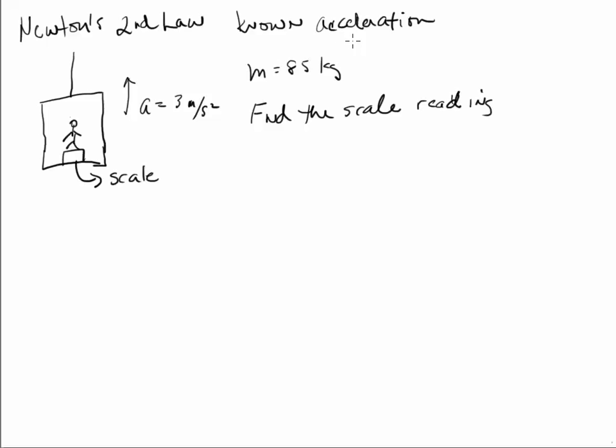Try your hand at either answering the question or doing the calculation before you actually see the answer. All right, we're given that the elevator is accelerating upward at an acceleration of 3 meters per second squared, and we're asked to find the scale reading. First thing you want to do is draw a free body diagram of the forces on the person. So take a minute and do that.